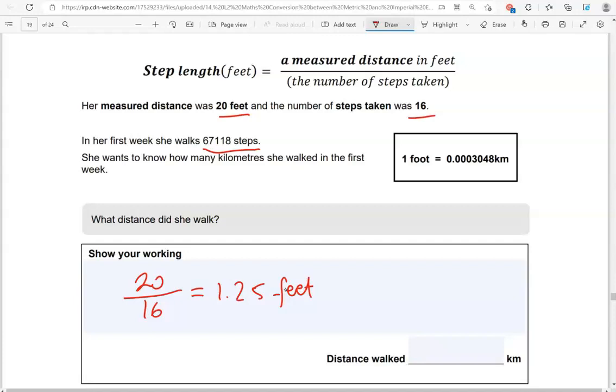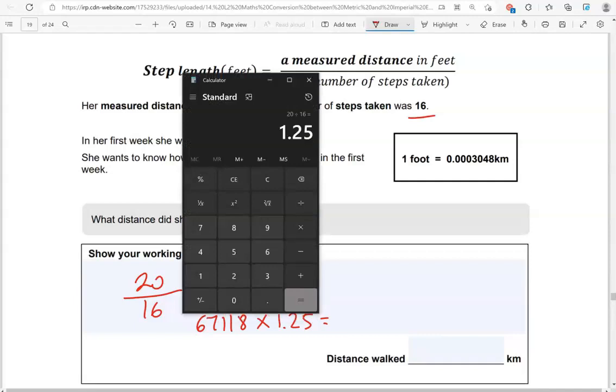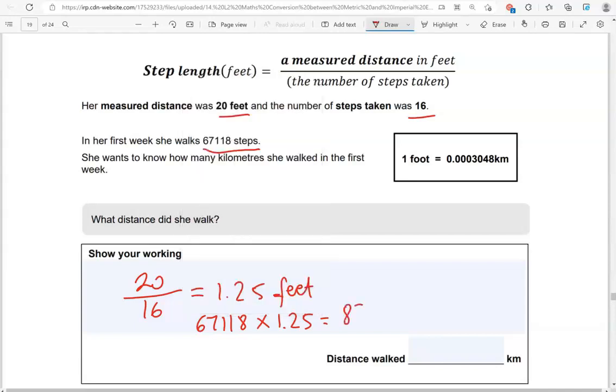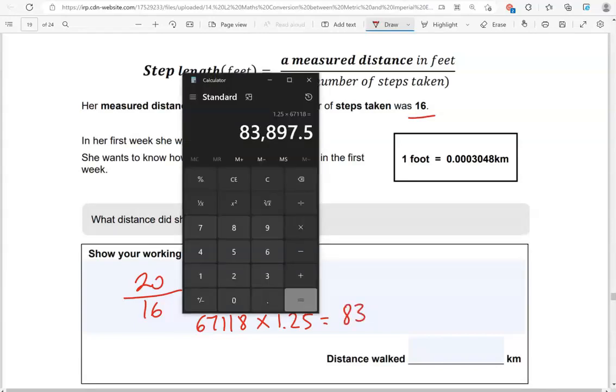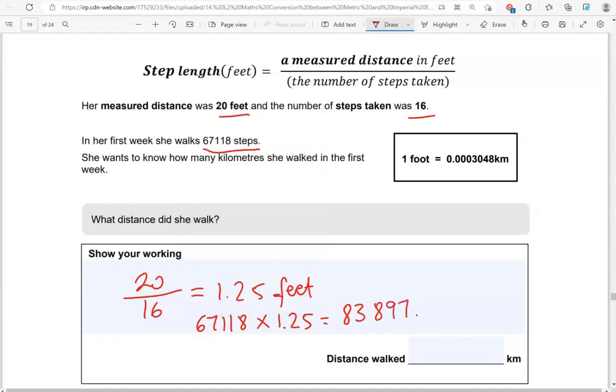She has done 67,118 steps. So if we multiply that by 1.25, should give us the whole distance in feet. So 1.25 times 67,118 gives us 83,897.5 feet.